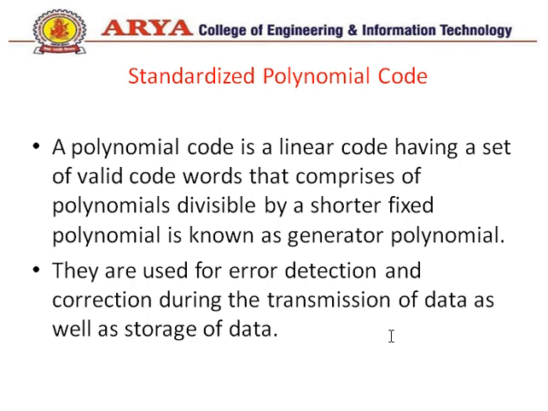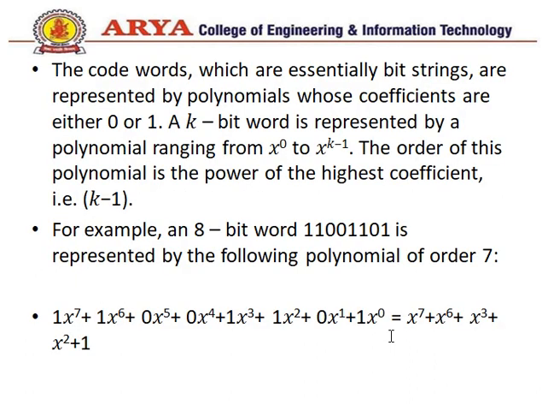Next is the standardized polynomial code. A polynomial code is a linear code having a set of valid code words that comprises polynomials divisible by a shorter fixed polynomial, known as the generator polynomial. They are used for error detection and correction during the transmission of data as well as storage of the data.